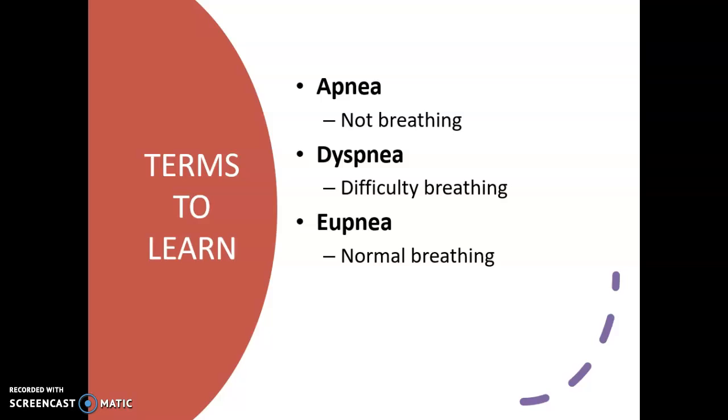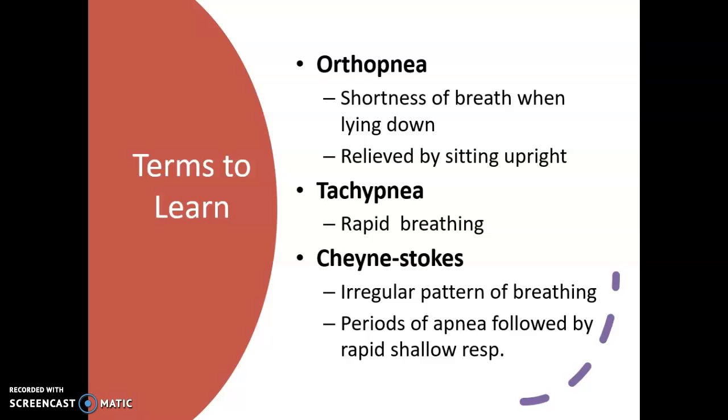Terms that go with breathing. Apnea means they're not breathing at all. Dyspnea means they're having difficulty breathing. And eupnea is normal breathing. Orthopnea, shortness of breath when lying down. It's relieved by sitting upright. Tachypnea is rapid breathing, just like tachycardia is rapid heartbeat. So tachy means fast. Cheyne-Stokes are irregular patterns of breathing and periods of apnea, followed by rapid, shallow breathing.